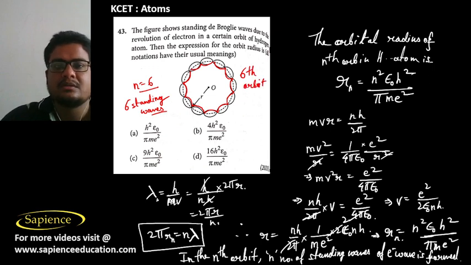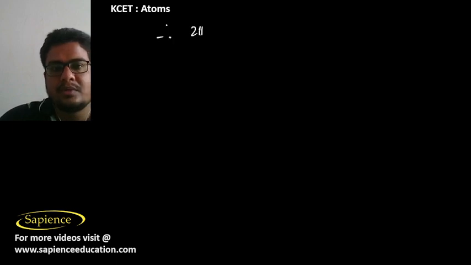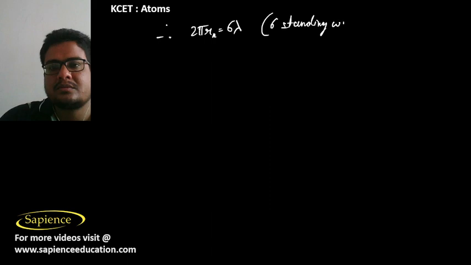So therefore here the orbital radius, 2 pi rn, is equal to 6 lambda, since here 6 standing waves of the electron wave are formed. So therefore n is equal to 6.